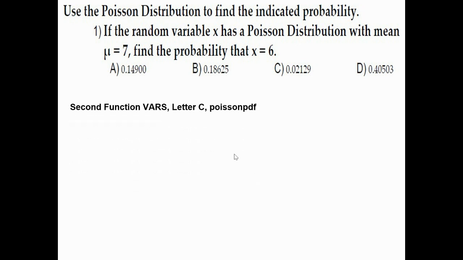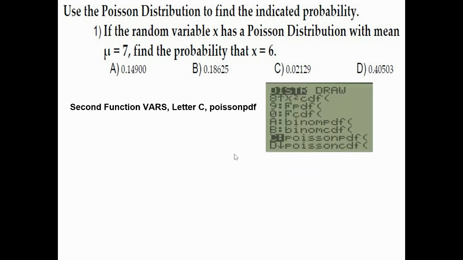Anyways, where do you find this Poisson PDF? That's how we start off. You hit second function bars, you go down to letter C, and there it is right here. There is your Poisson PDF, and then if you're looking for a range of successes, you'll be using Poisson CDF.